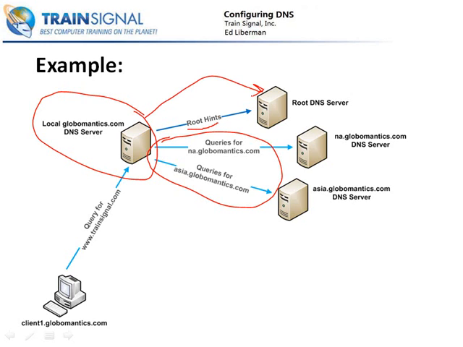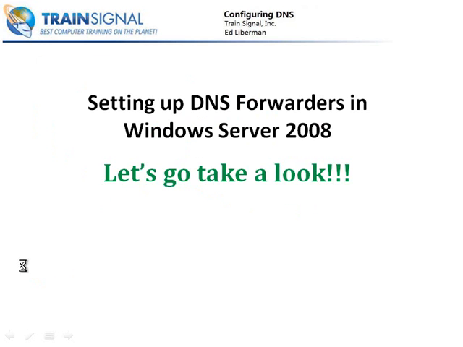Trainsignal.com will say sure, here's the IP address. The IP address comes back to the globalmantics.com DNS server, which sends it back to the client. That's how this would work in the GlobalMantics network, or at least that's one way it could work. Let's go take a look at how to set this up in Server 2008.